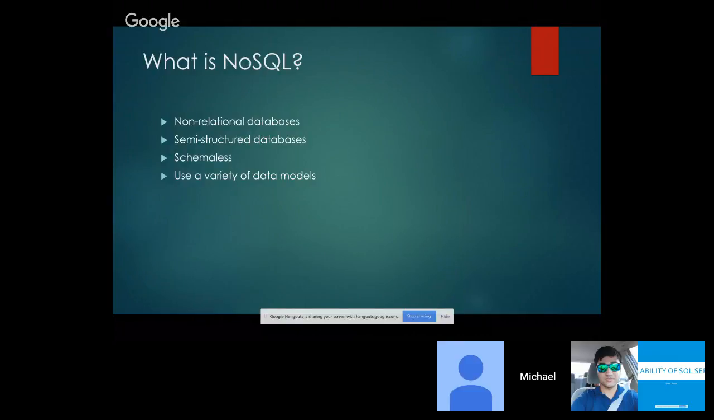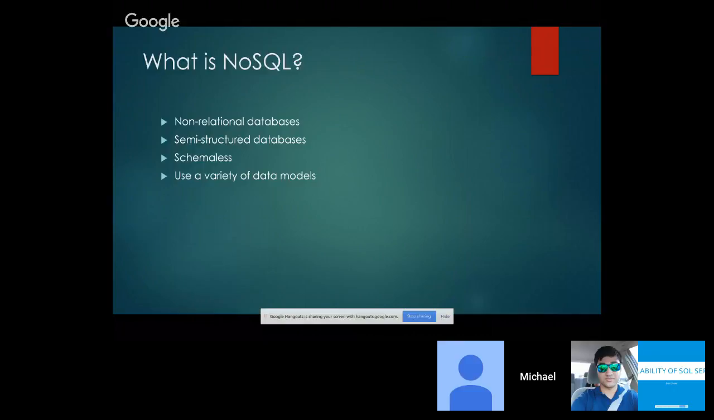So when we look at NoSQL, we must first understand what it is. NoSQL is a non-relational database. It's a semi-structured database. It's also schemaless and uses a variety of data models. So with regards to NoSQL, databases are non-relational, optimized for scalability with performance, and based on schemaless data models.